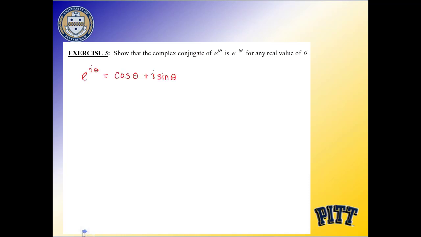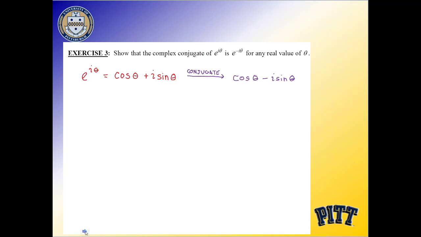So I start with e to the i theta power, and based off of the rules we learned in the beginning of this lesson, that's going to equal cosine theta plus i sine theta. When I do a conjugate of that, all I'm going to do is change the sign and make it cosine theta minus i sine theta.